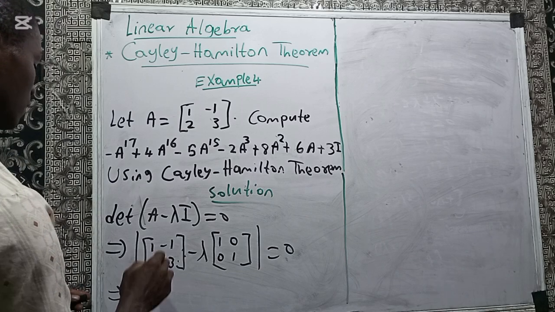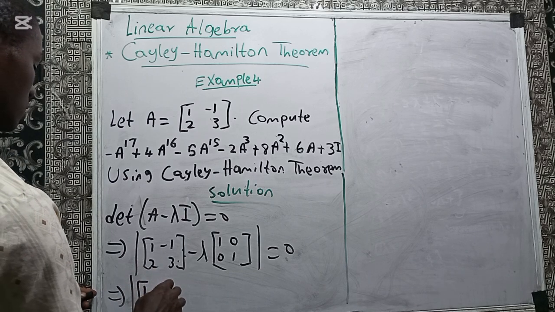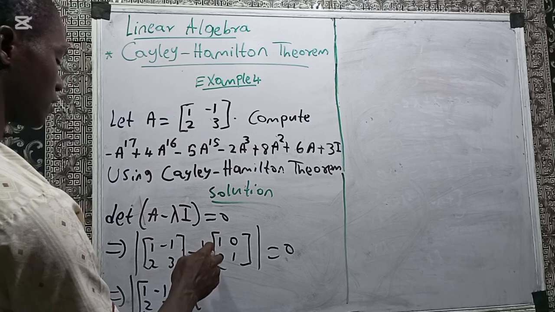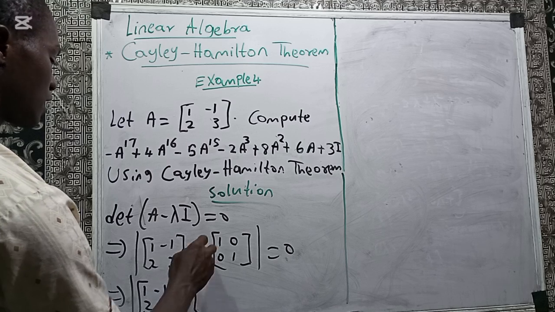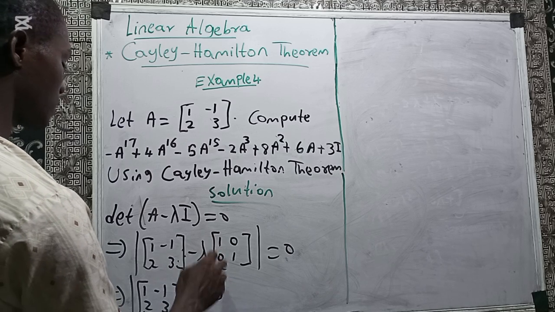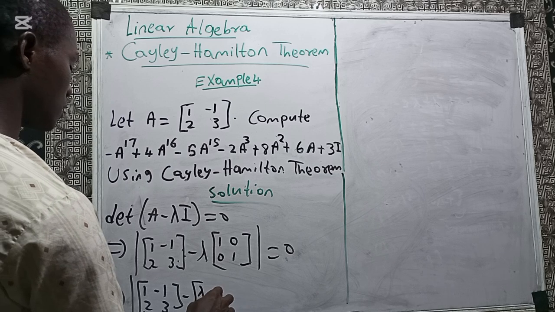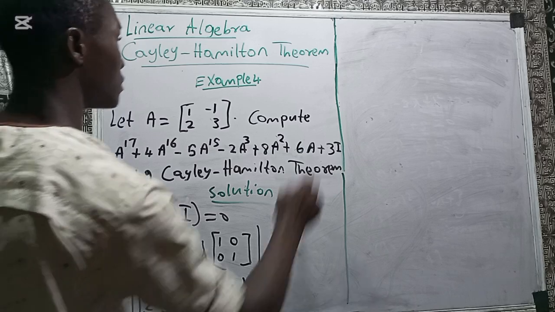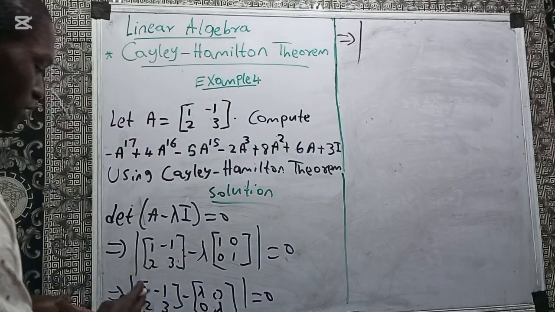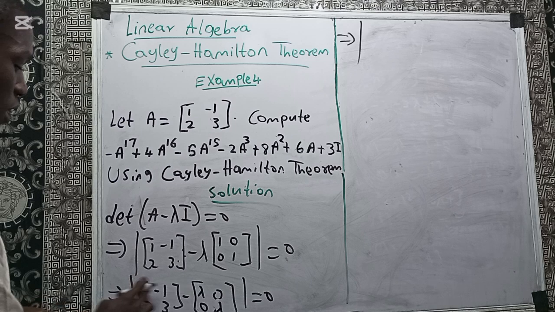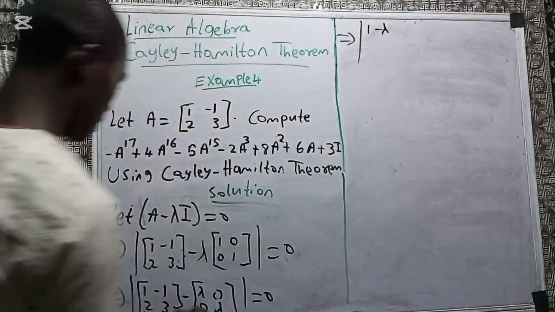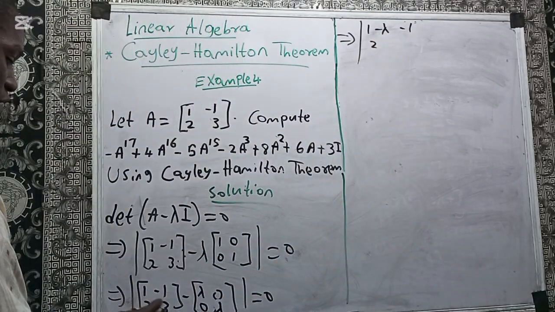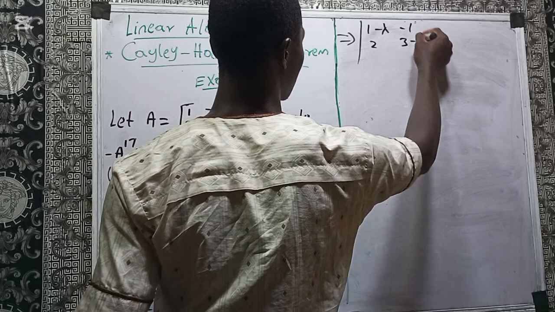This implies determinant of this your matrix 2, 3 minus lambda multiplied by 1. Let's multiply this identity matrix by lambda. Lambda multiplied by 1 is lambda. Lambda multiplied by 0 is 0. Lambda multiplied by 0 is 0. Lambda multiplied by 1 is lambda. So determinant equated to 0. So this implies determinant of, let's subtract the two matrices. 1 minus lambda, 1 minus lambda. Negative 1 minus 0, I have negative 1. 2 minus 0, I have 2. 3 minus lambda, I have 3 minus lambda.